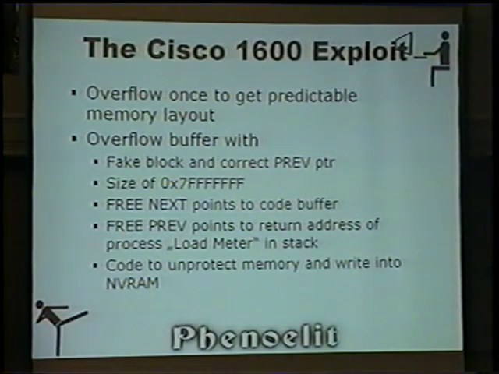Now we want to actually make that remote. We overflow once to get a predictable memory layout. We overflow a second time with a fake block and the correct previous pointer, which is one of the hard parts.